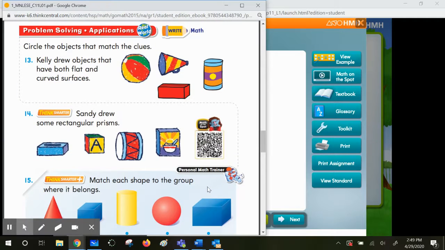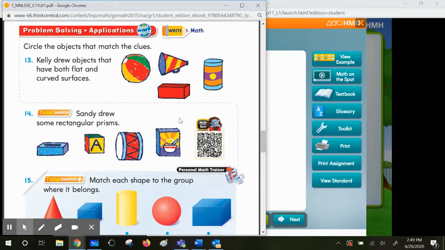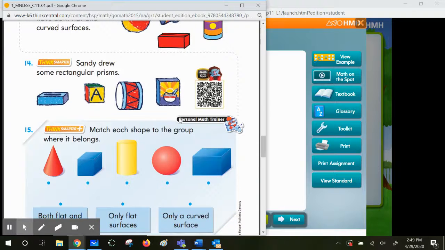Back here, we get to some problem solving that is really kind of fun. Circle the objects that match the clues. Number 13, Kelly drew objects that have both flat and curved surfaces. So you're going to circle the objects that have both flat and curved surfaces. Number 14, Sandy drew some rectangular prisms. This looks familiar from our personal math trainer. Circle only the ones that have the rectangular prisms.